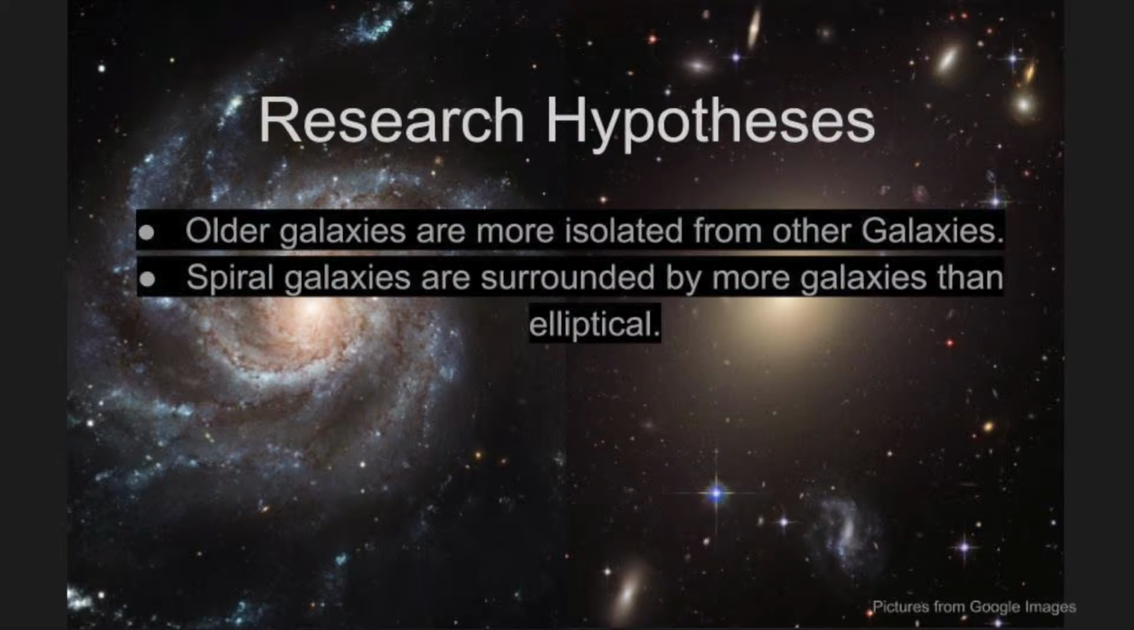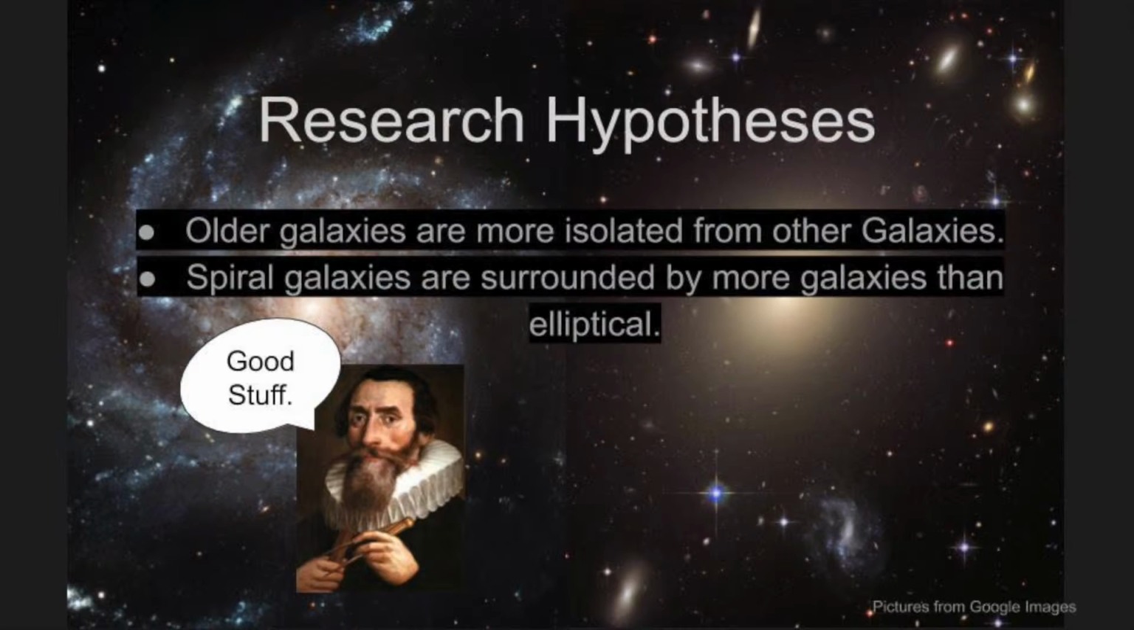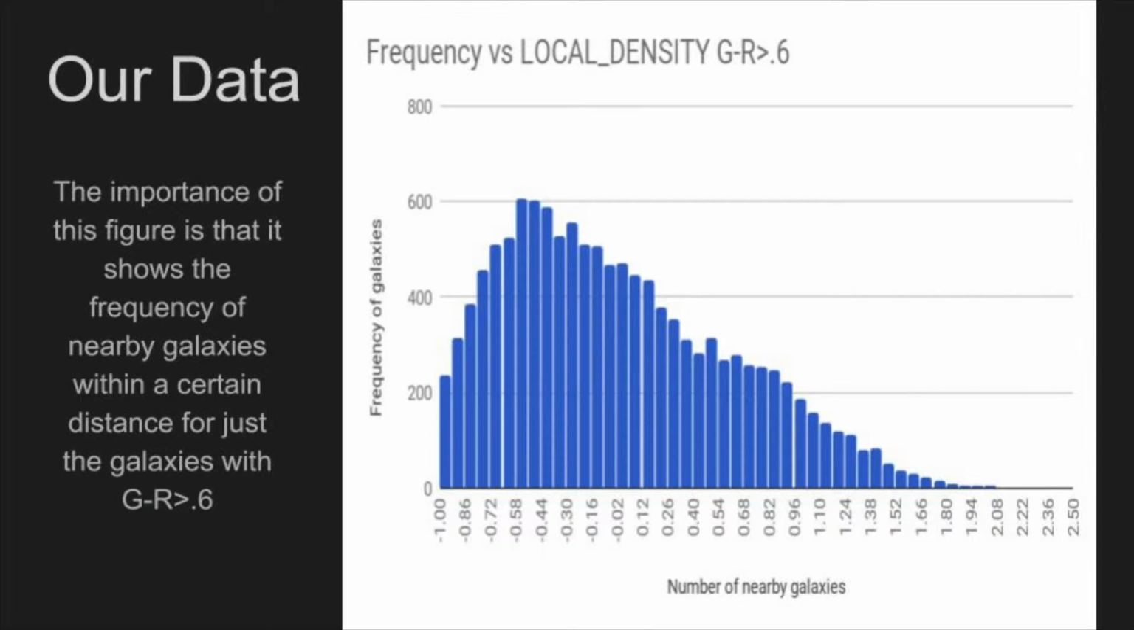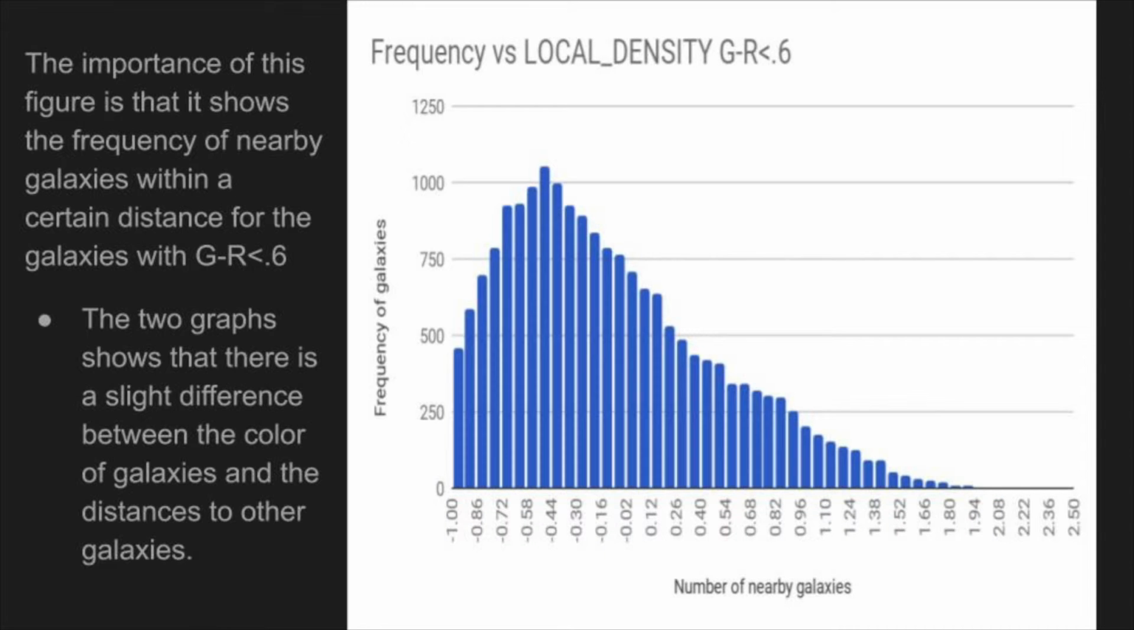Remember that elliptical galaxies tend to be red and older, where spirals tend to be blue and younger. Through observation of galaxy data and critical thought, we were able to extrapolate the following. We separated the data from the original data set by the local density with G minus R greater than 0.6, and local density with G minus R less than 0.6. We then analyzed the histograms and statistics for the two separated groups of data and compared that result.